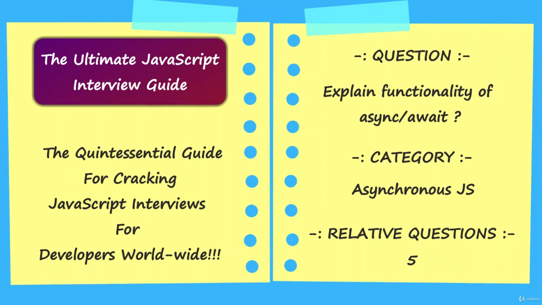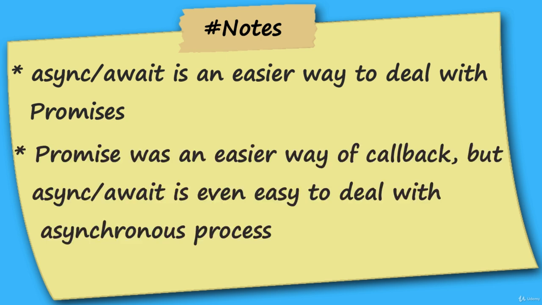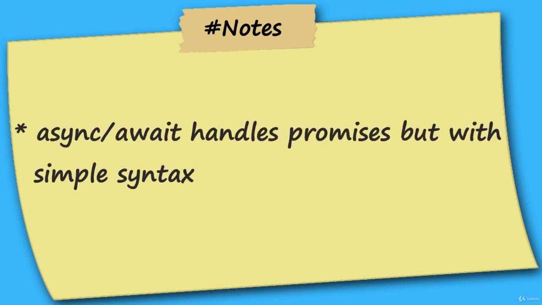In this asynchronous JavaScript section, the next question we are discussing is: explain the functionality of async await. The question is still about asynchronous JavaScript. In simple words, async await is an easier way to deal with promises. Promise was an easier way than callbacks, but async await is even easier to deal with asynchronous processes. It is handling promises only, but with simple syntax.